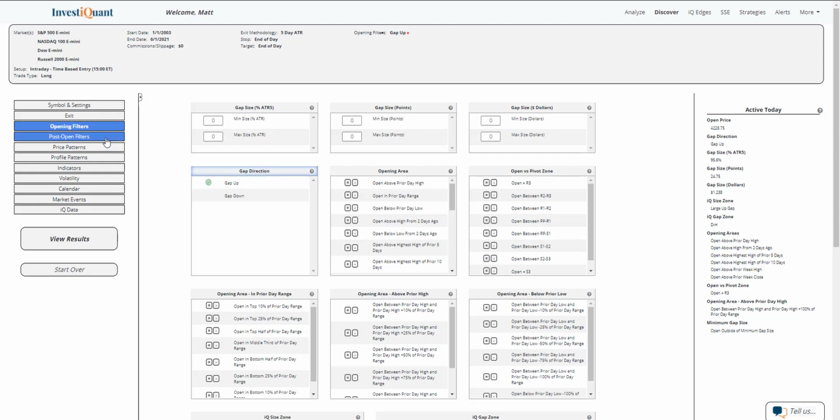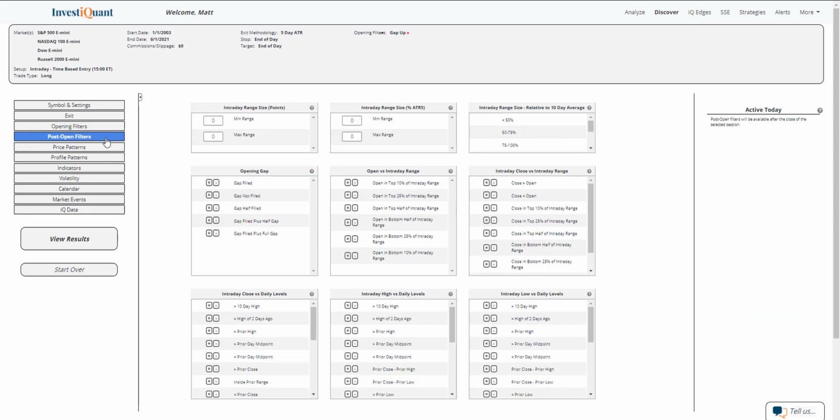Next, I'm going to go to the post-open filters library. This is where I can add some context around the price action that we have seen so far in the trading session. So this is where I'm going to say that we have a red daily candlestick forming. We're trading below the open. So to do that, I'm going to come here and say that the intraday close is below the open. The intraday close is going to be referring to the price at the time of entry, which is 3 p.m. Eastern for this study.